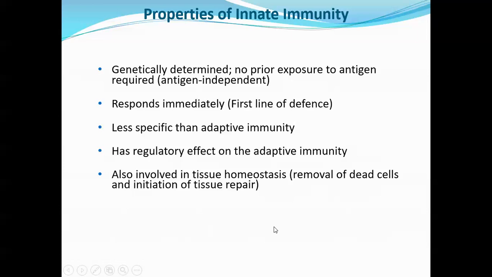But these two functions, the adaptive and the innate, aren't completely separate. They're very linked, in that activation of the innate immune cells, through the production of these cellular messengers which we call cytokines and chemokines, acts to activate the adaptive immune system and draw those cells to the site of infection. So they're very closely related, even though we talk about them as separate entities.